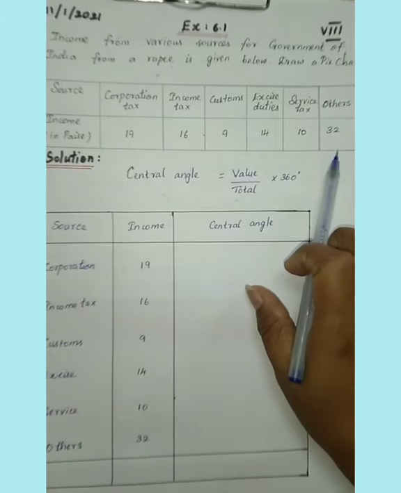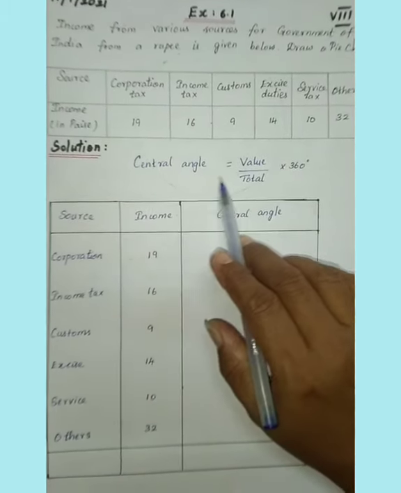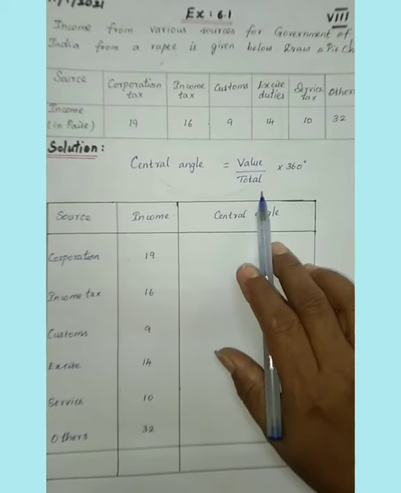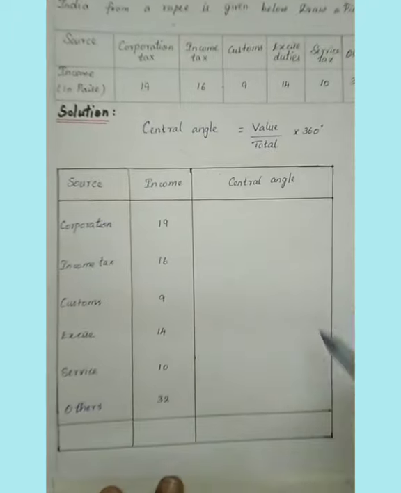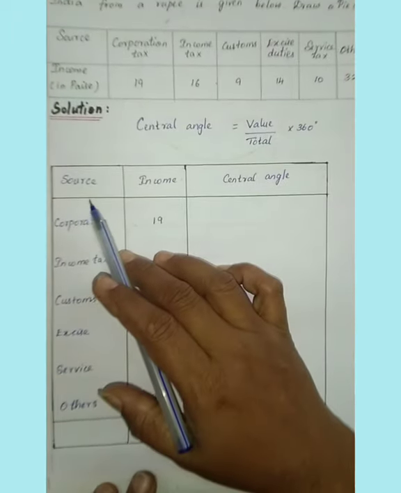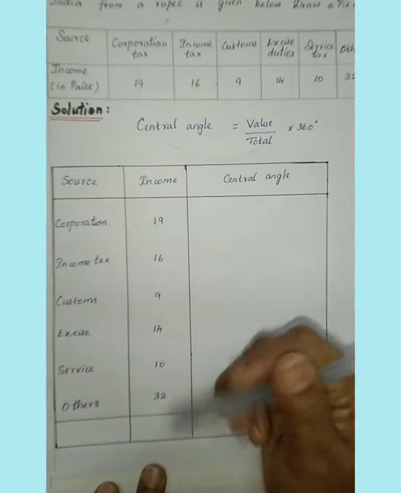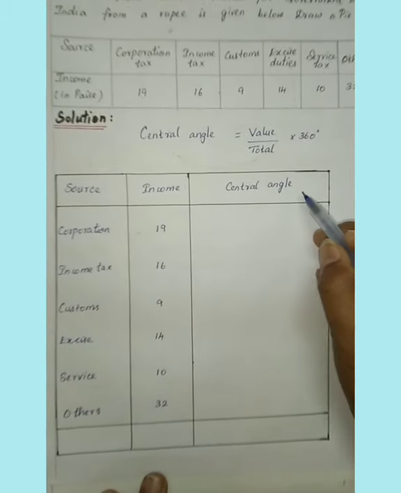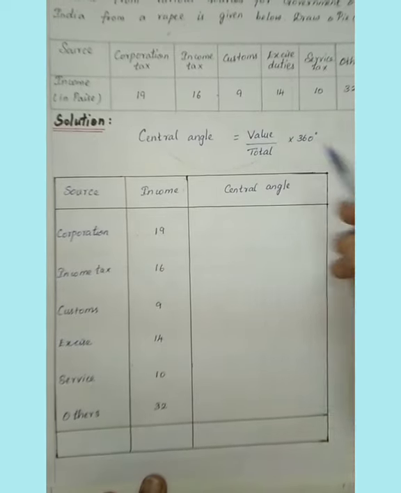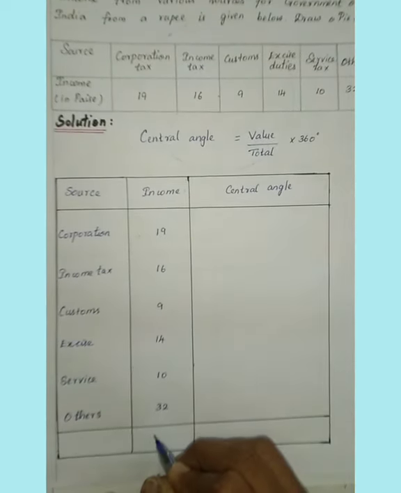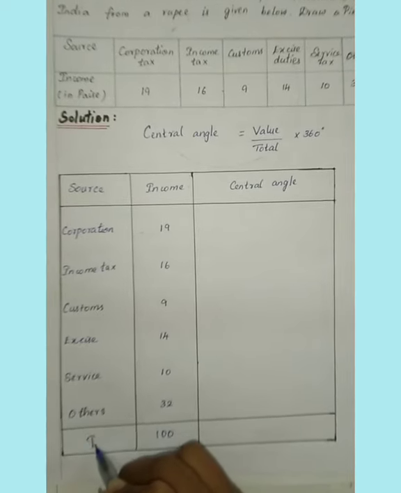Here values are given, so we are going to apply the first formula. Central angle equal to value by total value into 360 degree. Then we can frame a tabular column, source and income, and we are going to find out the central angle. Before that, first we need to find the total. When you are adding, you can get 100. Total is 100.